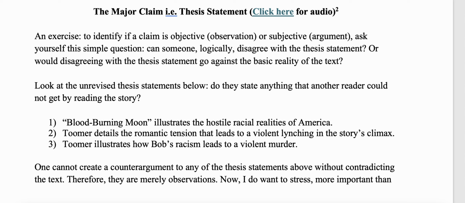Look at the unrevised thesis statements below. Do they state anything that another reader could not get by simply reading the story? 1. Blood Burning Moon illustrates the hostile racial realities of America. 2. Toomer details this romantic tension that leads to a violent lynching at the story's climax. 3. Toomer illustrates how Bob's racism leads to a violent murder.